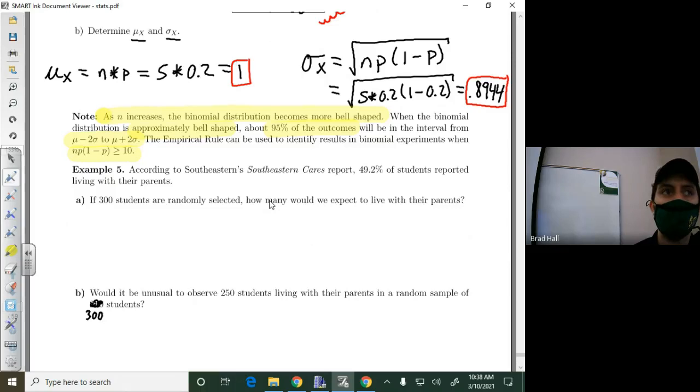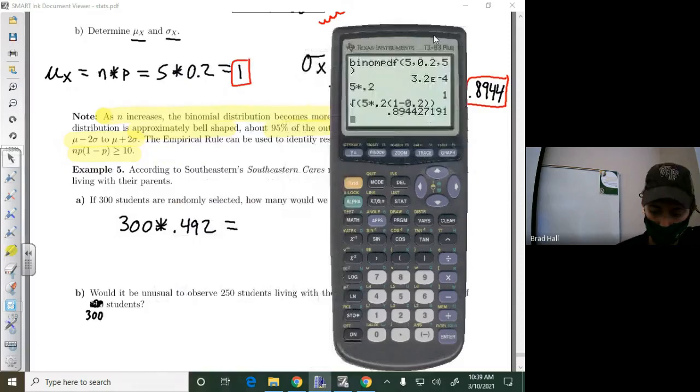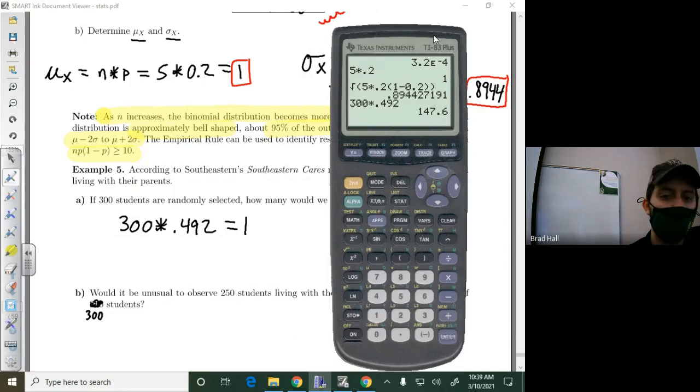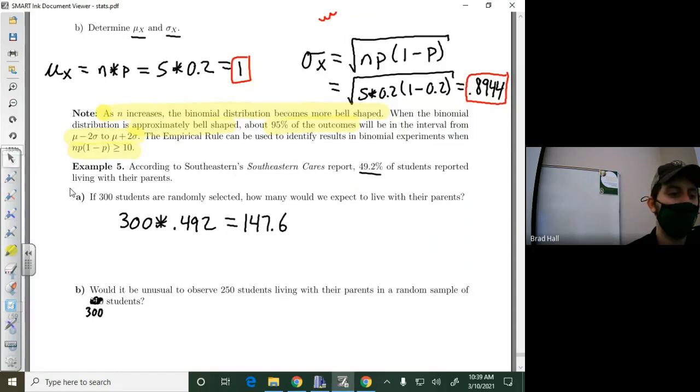Well, this should be pretty familiar. 300 students. And we're already given the probability over here, and we can figure that out fairly quickly. 300 times 0.492 is 147.6. But we're dealing with students, which are whole numbers. So 148 students would be expected to live with their parents.